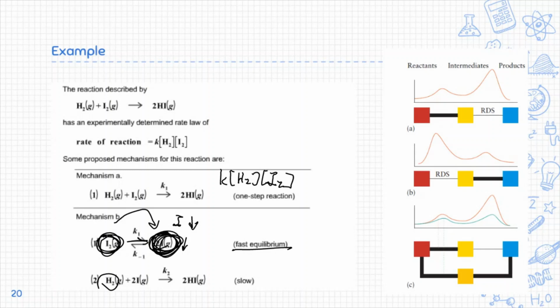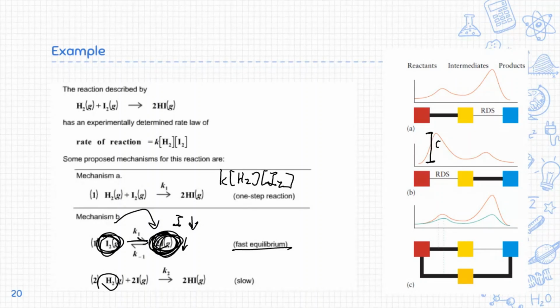All right, so let's talk about the rate determining step. What is the rate determining step? Well, it's obviously the slowest step of the reaction. And what that means is basically the one that has the highest activation energy.